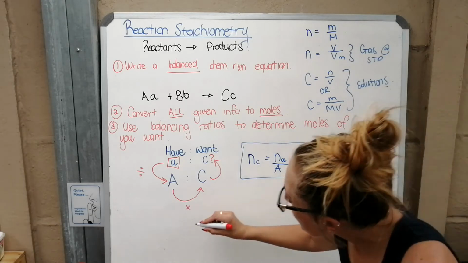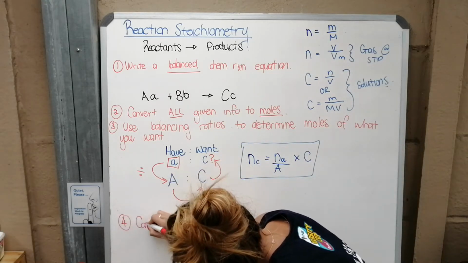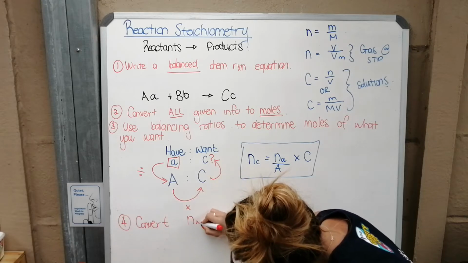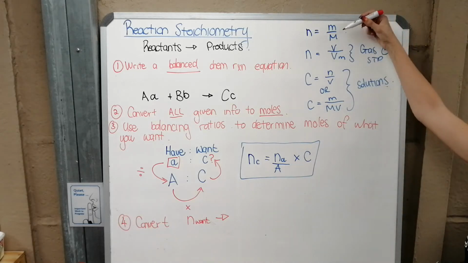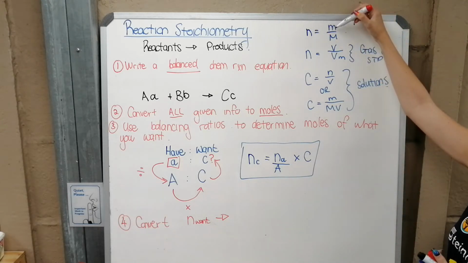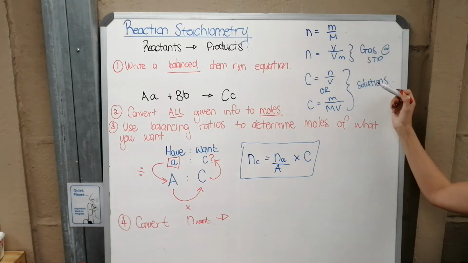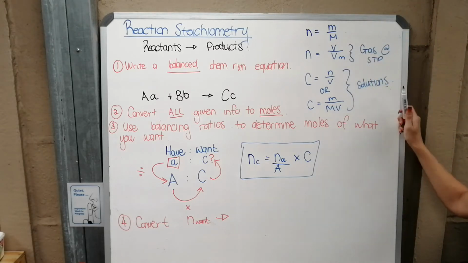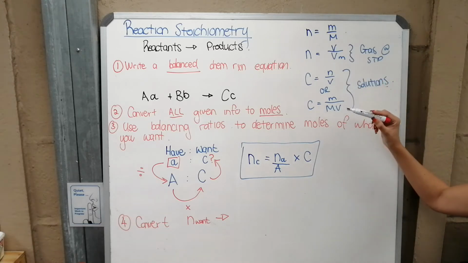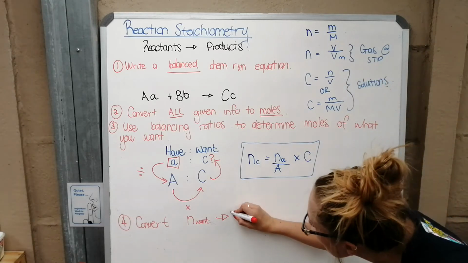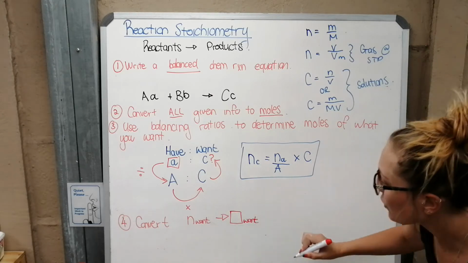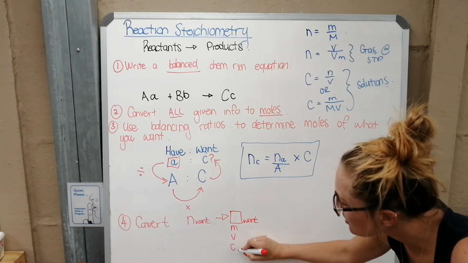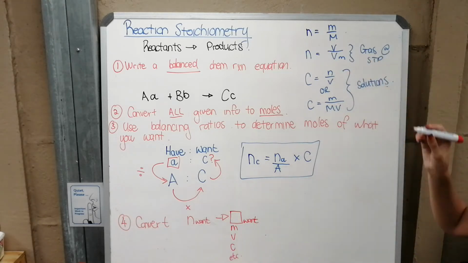And then step four is you convert the moles of what you want into whatever they ask for. If they ask for mass, you use this formula to go from moles to mass. If they want volume and it's a gas at STP, you'll use this formula. If they want volume and it's a solution, you'll use one of these formulae. So you convert the moles into whatever physical property they want: mass, volume, concentration, etc. And that's all there is to it every single time.